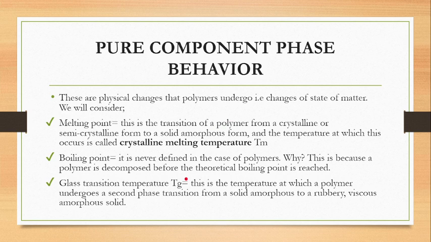So this is what I was talking about here, to say the glass transition temperature is a temperature at which a polymer undergoes a second phase transition from a solid amorphous form to a rubbery or viscous amorphous solid. So that is what we need to understand, some kind of a second order phase. Please, in your definitions, you must always include either first order change or second order change, because that is what makes the difference. One is the first order, which is TM, then TG is the second order change.